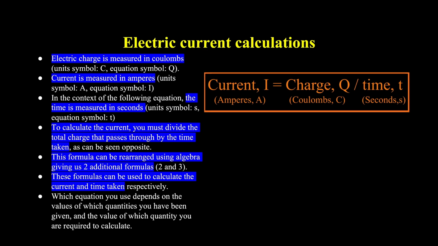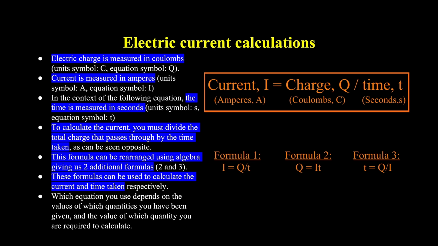And in the context of this equation, the time is measured in seconds and the unit symbol is s and the equation symbol is t. To calculate the current, you must divide the total charge that passes through the current by the time taken, as can be seen by this equation. This formula can be rearranged using algebra, giving us two additional formulas, which are 2 and 3. These formulas can be used to calculate the charge and time taken respectively.